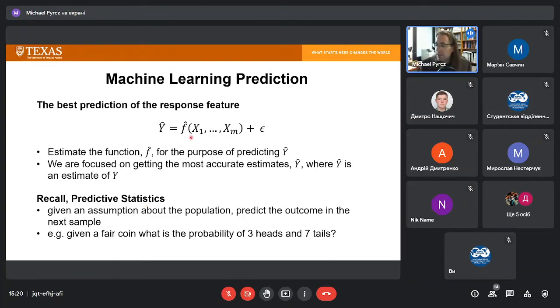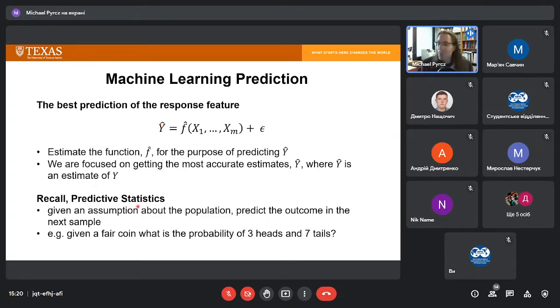And so when we do predictions in machine learning, we're taking inputs and we're trying to find the output, the most accurate output possible. Now we show an F hat because the function is an approximation of the natural setting, and the output is of course going to be an estimate of the output.